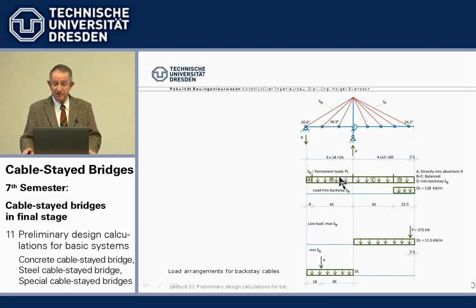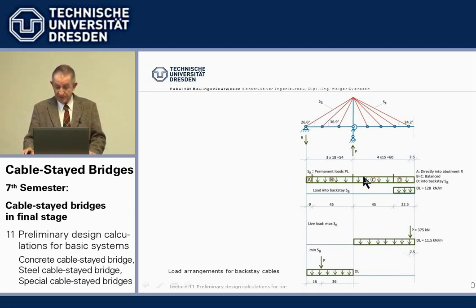Now the live load is rather simple. The biggest tension force in the backstay cable comes if we load the main span with the live load plus the concentrated load, the truck. The biggest compression force in the backstay comes if we load the side span and set the concentrated truck load at about the 1/3 point.